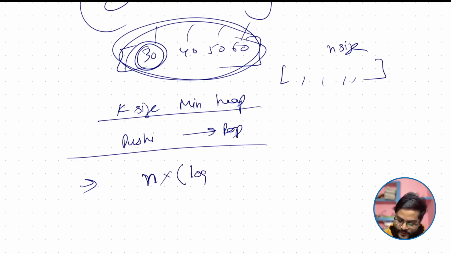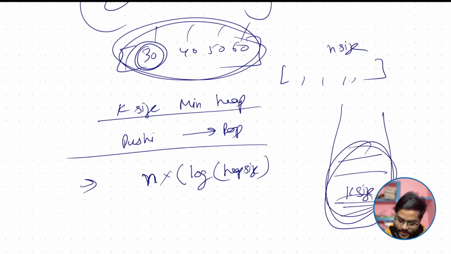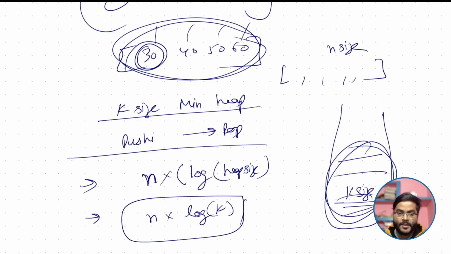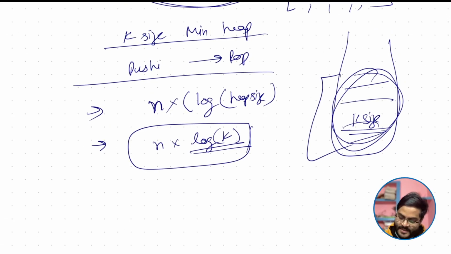It will take log of my heap size, because it is a k size heap. Every time rebalancing will be done among these k elements. So the time complexity will be n log k in our case, because the log operation is done over the number of elements inserted in our heap.